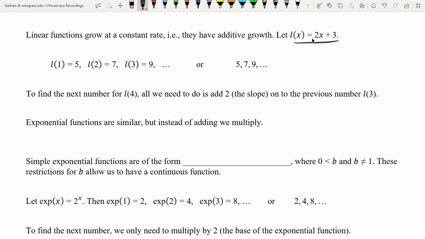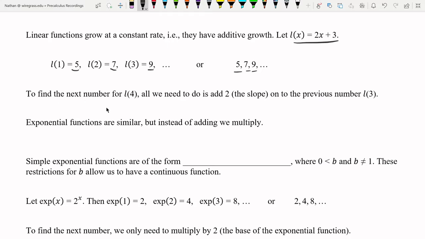If we plug in 1 into here, we have 2 times 1 plus 3. That gives us 5. Plug in 2: 2 times 2 is 4, plus 3 is 7. Plug in 3, we get 9 out. So we have 5, 7, 9, and then you can see the pattern. We're adding 2 each time. So the next one would be 11, then 13, then 15, then 17.